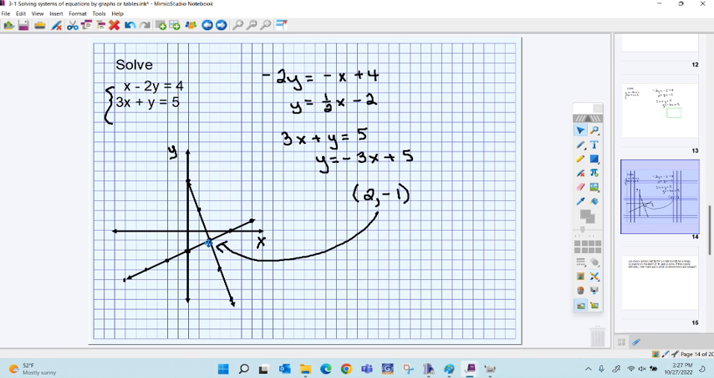Now, what you brought up is that if you're getting halves or thirds, it's a horrible way to solve it. Because you're not able to get precise enough on a graph to know the exact half values or quarter values or anything like that.